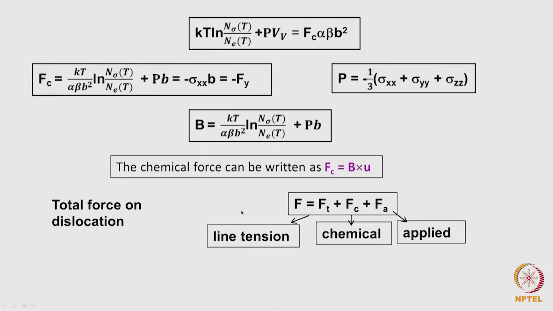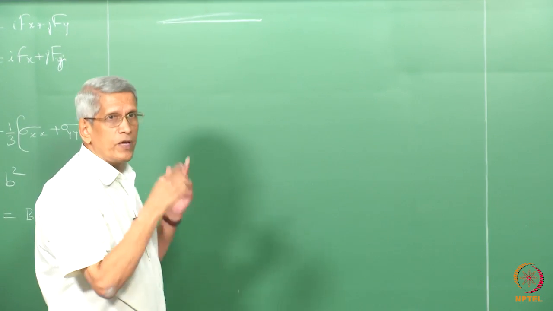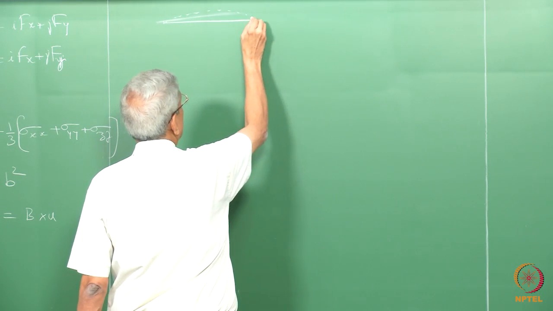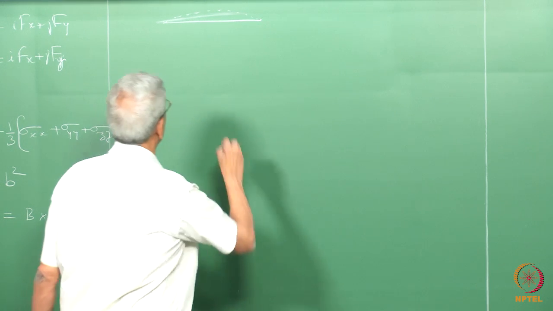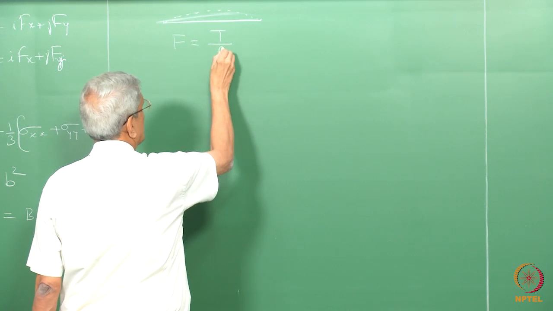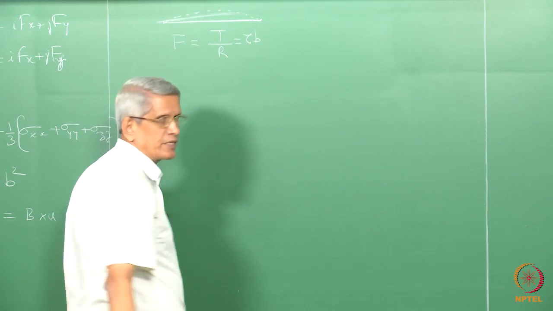So far what we have considered is 3 cases. One, if we take a straight dislocation line, and if the dislocations are anchored at 2 points, if we apply a force, the dislocation will bend into this shape, right? Then the force which is going to act will be equal to T by R, which is equal to applied stress into Burgers vector.